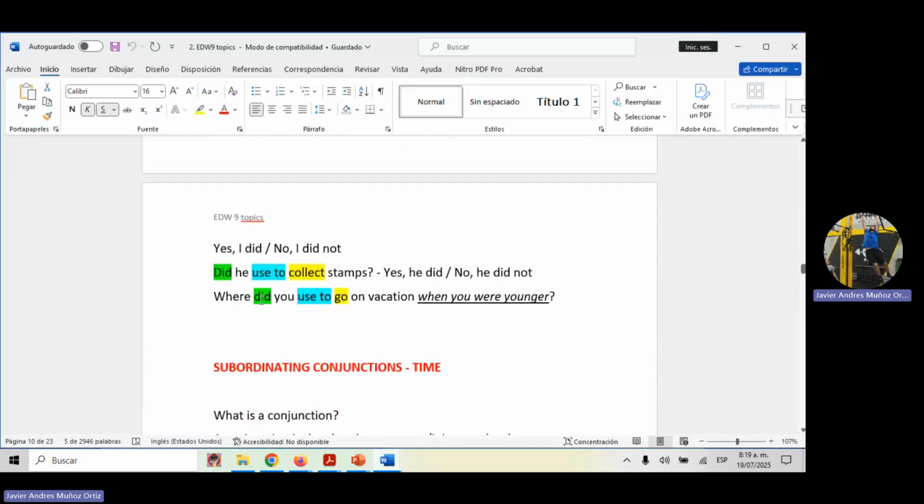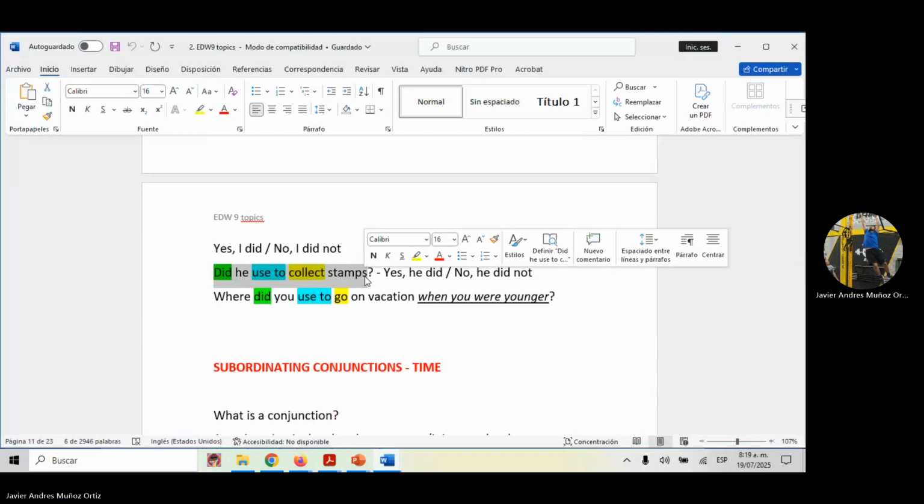Or another example, because we can make another example here. Did you used to collect stamps? We are not mentioning something. We are not comparing something in the past with today's situation directly, but according to the context, we can understand that this comparison is between something that happened last year, last month, last decade, last century, whatever, with today's situation.